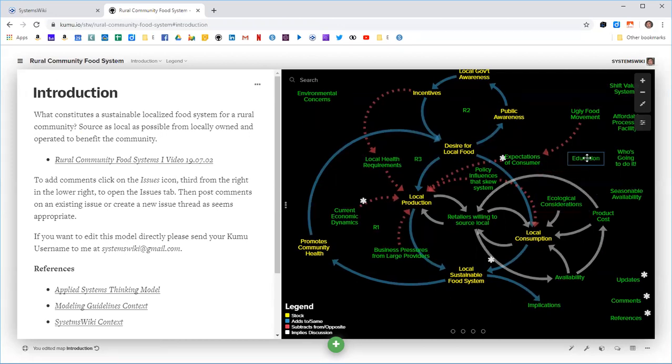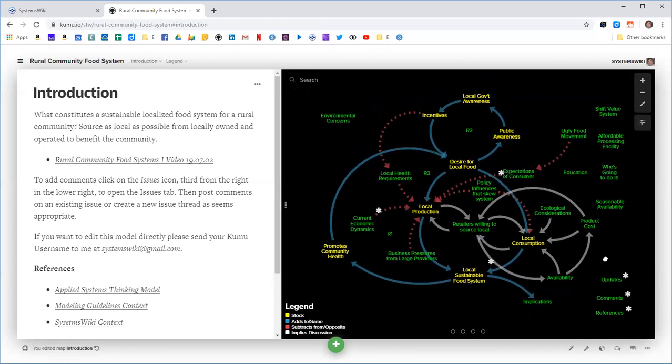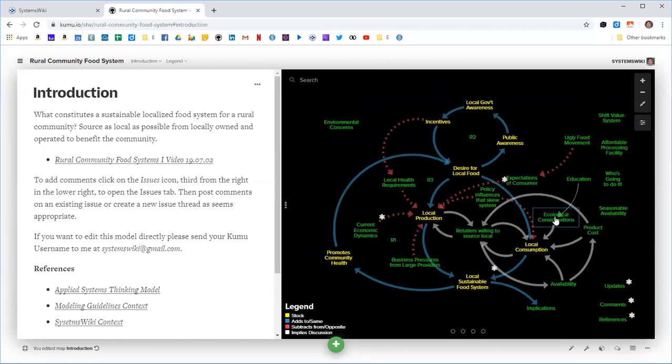So where does this piece go? Education's related to ecological considerations to some extent, right? That's how do you know it's good for the local ecology? Well, you learn that, right? And then when you know that, I think that increases your desire for local food, because you actually start to see the reinforcing relationship that motivates you, that maybe it costs a little bit more, but it's going to benefit more in the long run, right?